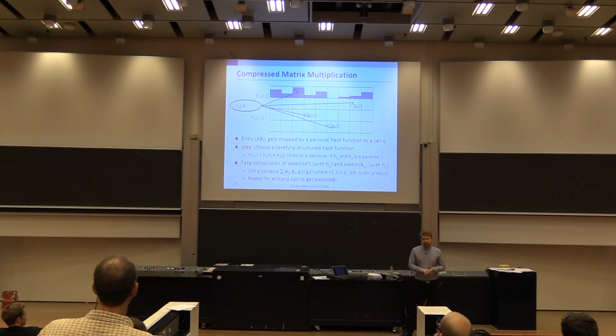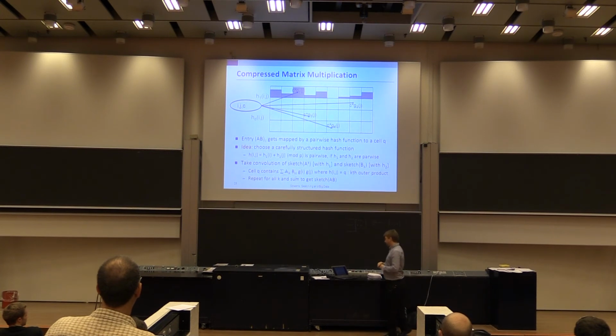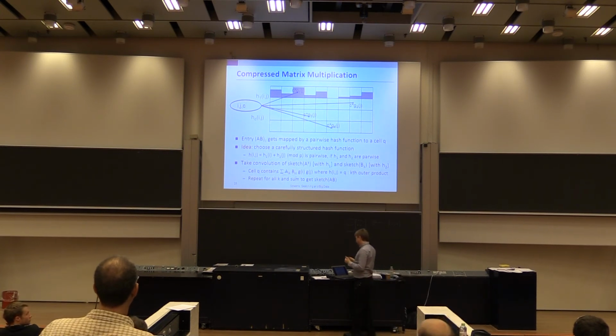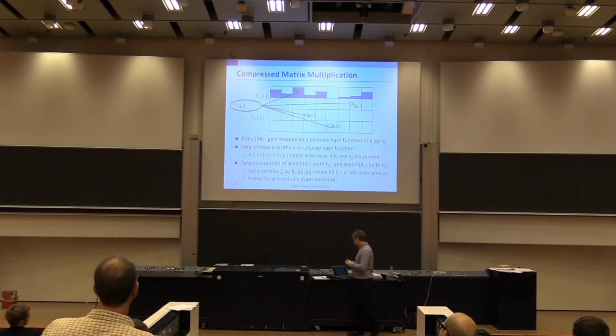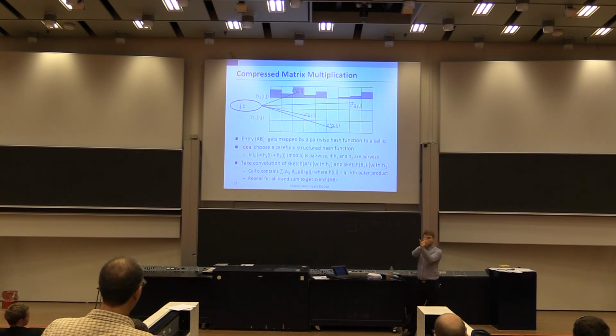So what we'll do is, rather than take a sketch of the whole of matrix A and the whole of matrix B, let's just look at, in this case, column K of matrix A and row K of matrix B. And what we'll do is we'll take the convolution of those two sketches, right? The combination of inner products of all shifts.